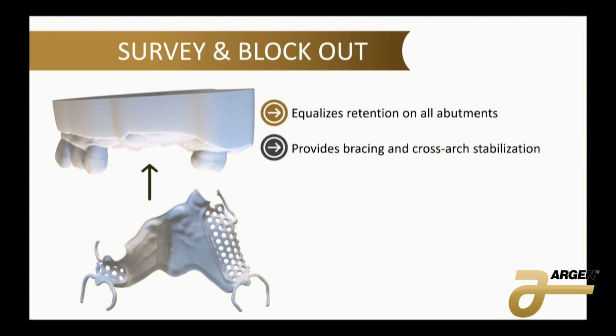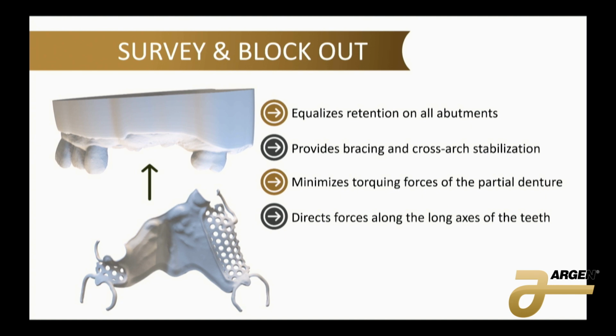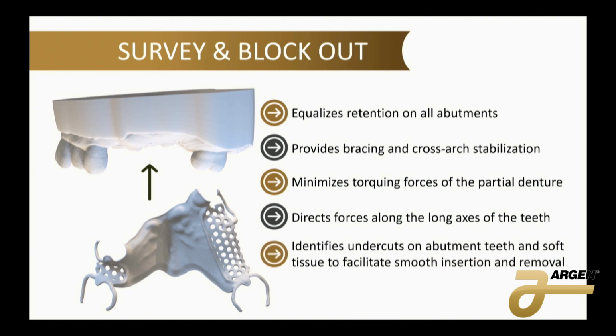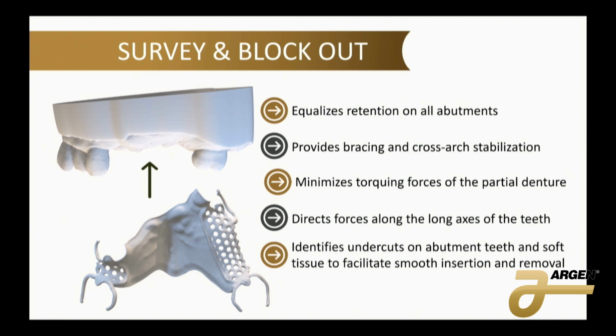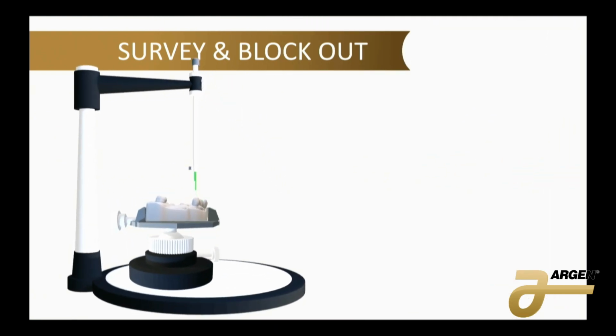It equalizes the retention on all of the abutments. We don't want one tooth to be holding all of the retention. We want all of the teeth that are holding this object to equally distribute that. And it minimizes the torquing forces, so that's what I was saying. We don't want one tooth to be torqued, because then we're going to lose that tooth, and then all of a sudden we have to add on to it and we're going into another tooth.